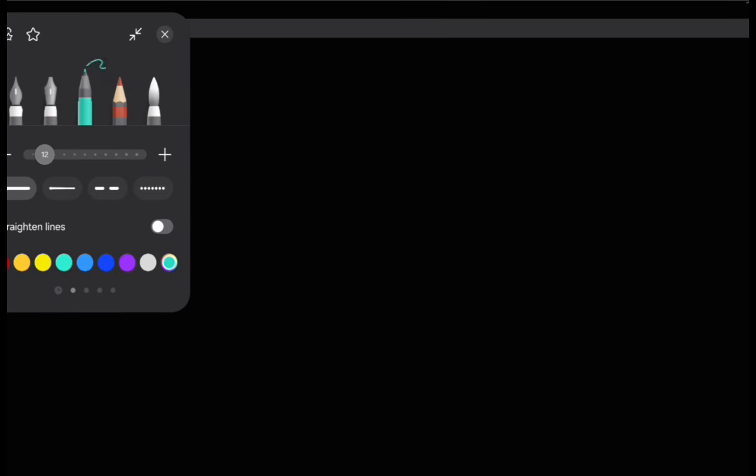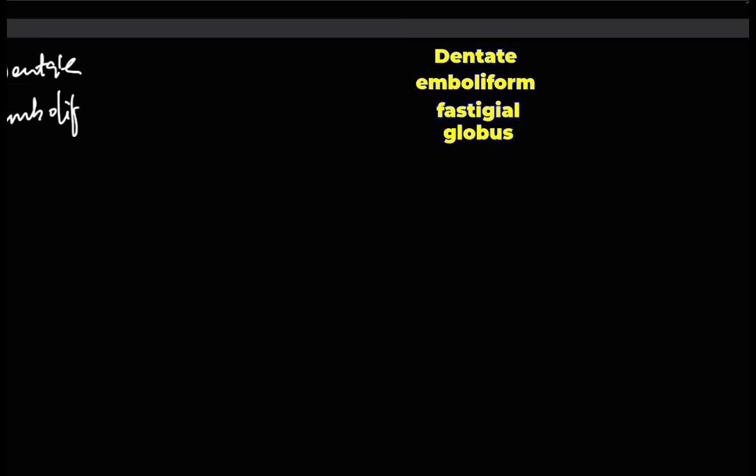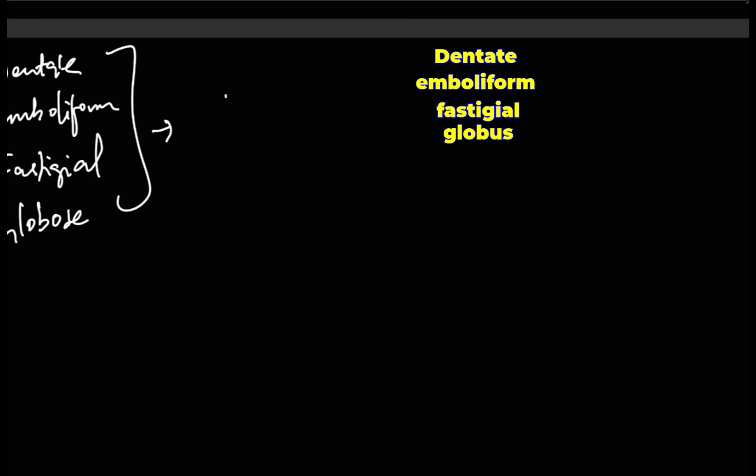Next, coming to the nuclei of the cerebellum. There are 4 types of deep nuclei. The mnemonic is DEFG: D for dentate, E for emboliform, F for fastigial, and G for globose. So these are the 4 types of nuclei in the cerebellum.